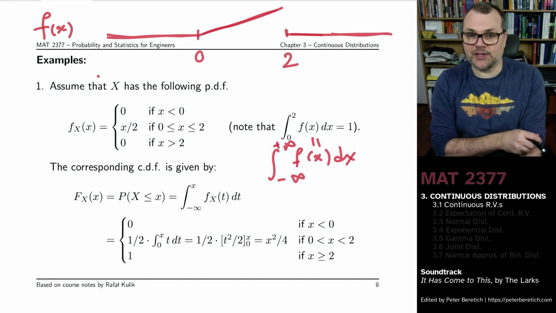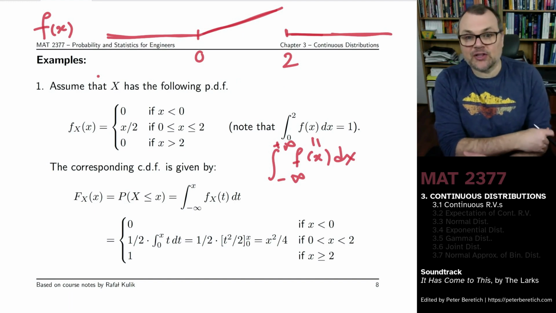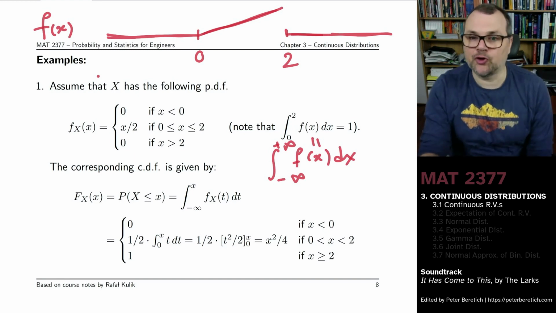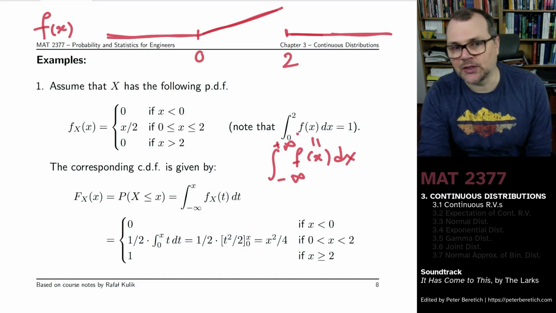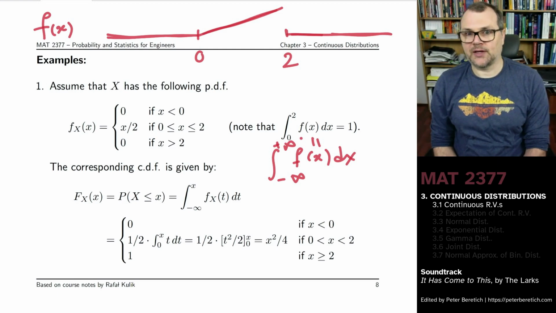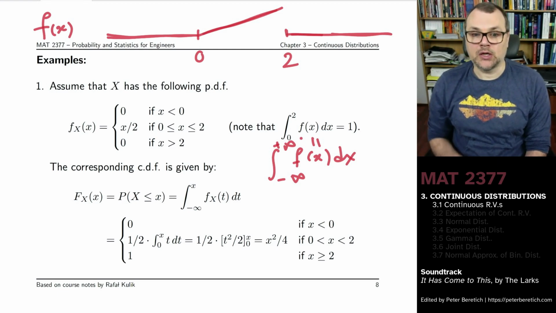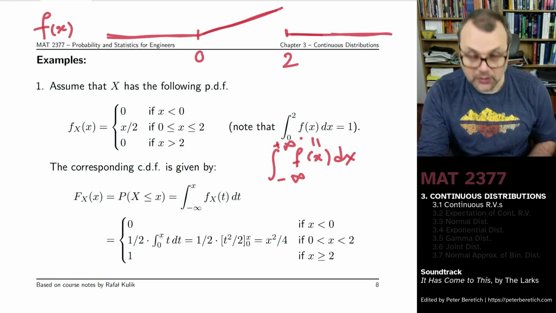It's also going to be 0. The only place where something is happening is between 0 and 2. So we'll just write the integral between 0 and 2. That integral is equal to 1. You can flat out compute it, right?